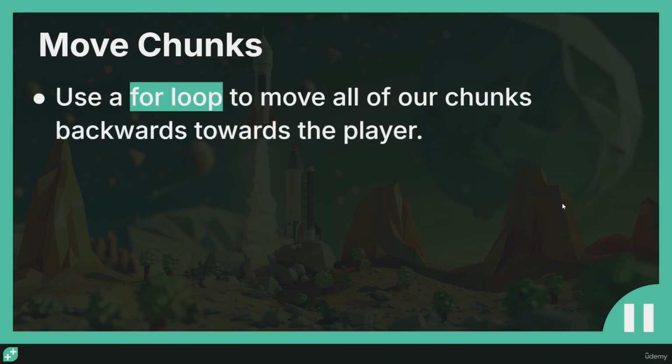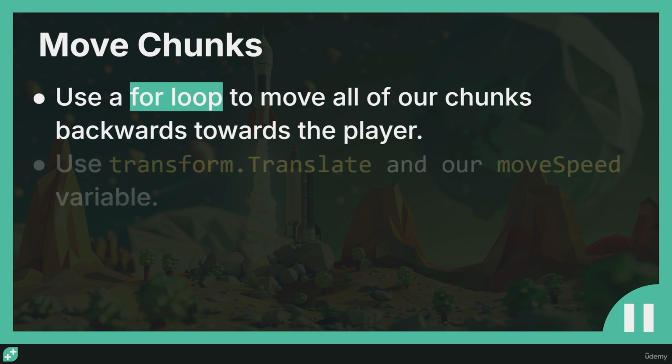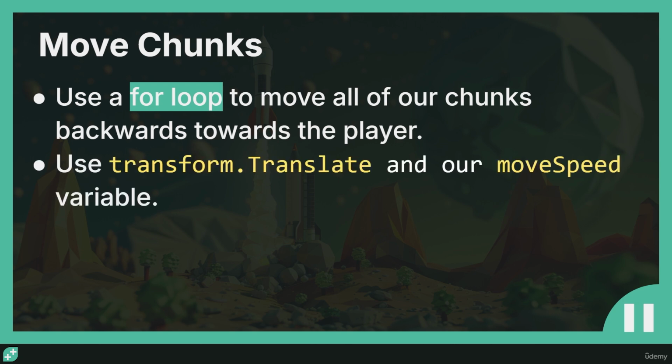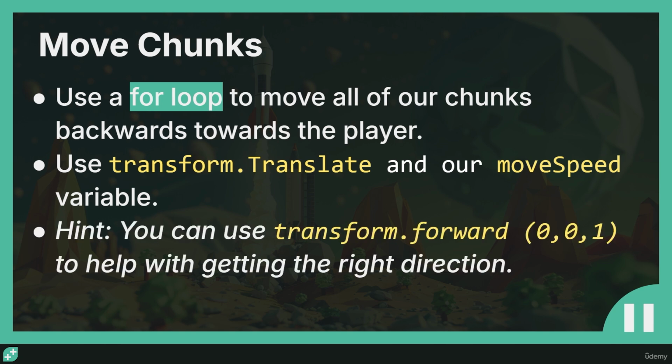Use a for loop to move all of our chunks backwards towards the player. Now, you could, of course, use a for each loop. That would work just fine. But for the sake of practice, go ahead and use a for loop so you can flex your new game dev muscles. Use transform.translate and our move speed variable to get everything moving backwards towards the player. And just a little bit of a hint, you can use transform.forward to help with getting the right direction. Transform.forward is just going to return a normalized vector representing the blue axis of the transform in world space.